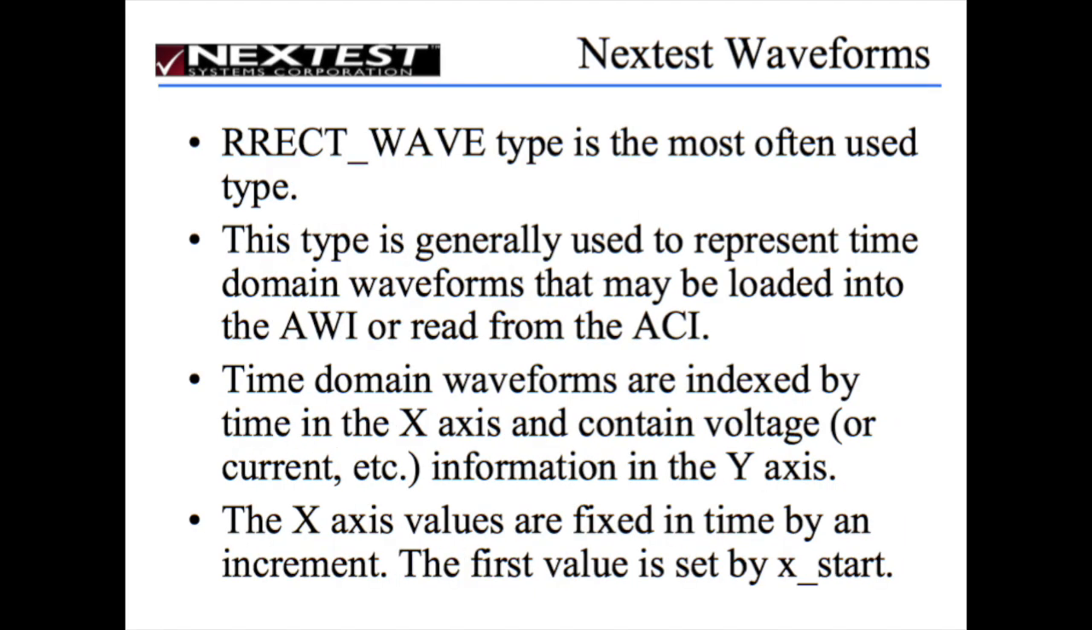The R-rect wave is the most often used type. This type generally is used to represent time domain waveforms that may be loaded into the AWG or read from the ACI. Time domain waveforms are indexed by time in the x-axis and contain voltage or current information in the y-axis. The x-axis values are fixed in time by an increment. The first value is set by x start.